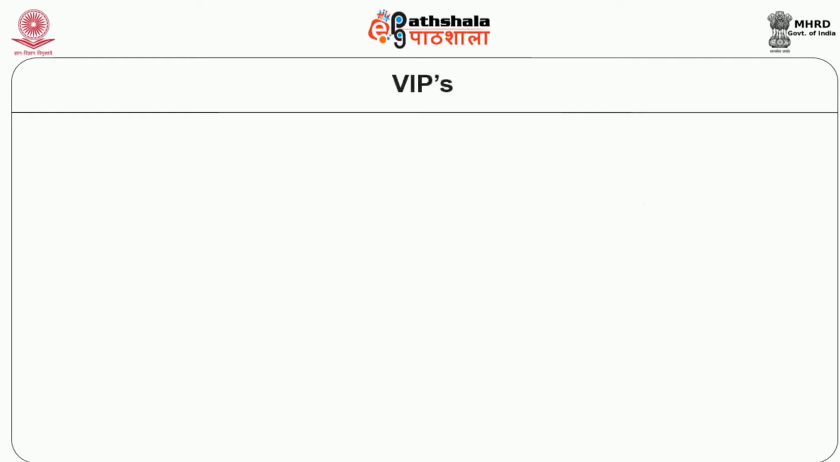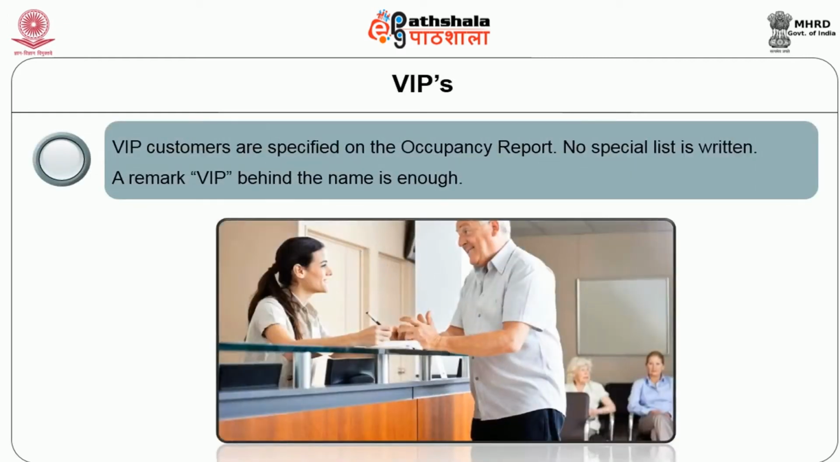Next is VIPs. For example, VIP customers are specified on the occupancy report. No special list is written. VIP means they can give any color or any different font to that. A remark VIP behind the name is enough.